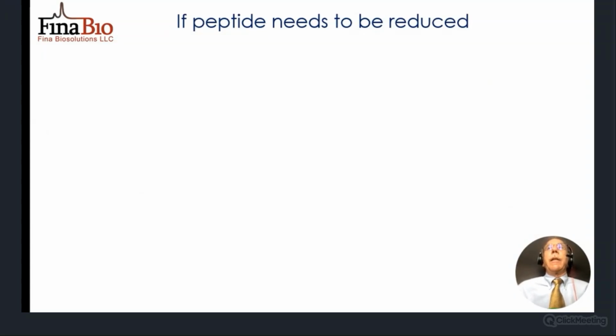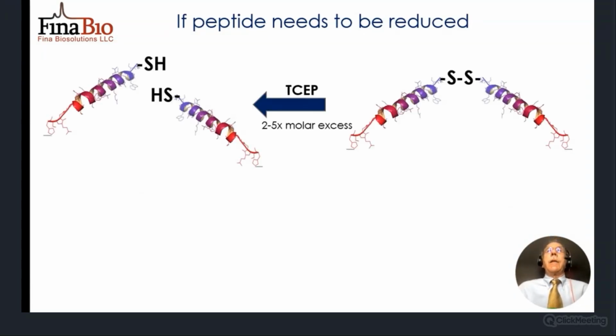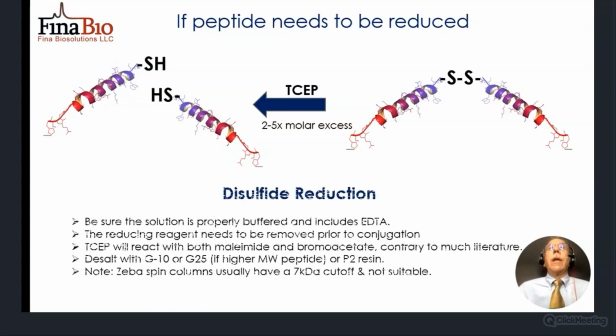Sometimes your peptide needs to be reduced, and TCEP is the most common reducing reagent. You want to use a small molar excess over the peptide because you're going to have to remove it later. Now, in the literature it often says that TCEP will not react with maleimide or another commonly used cross-linker, bromoacetate, but this is simply not true. It does react with both.